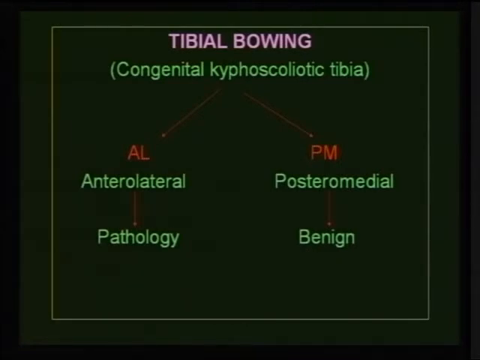Bowing of the tibia could be an isolated thing. If it is AL, anterolateral, it is almost always pathological. If it is PM, which is posterior medial, it is usually benign, and it is usually due to the position of the baby in utero. This is PM, posterior medial, and this is benign. This is AL, anterolateral, and this is pathological. And if we look carefully, we can see that there is a pseudoarthrosis, and the pseudoarthrosis of the tibia could be the only finding for neurofibromatosis.